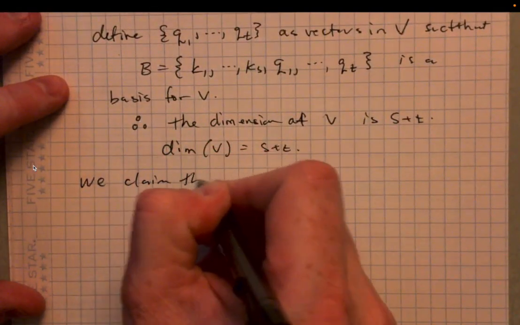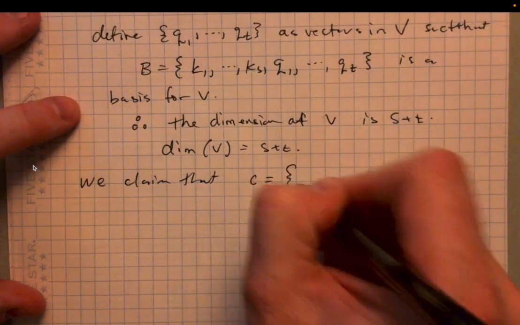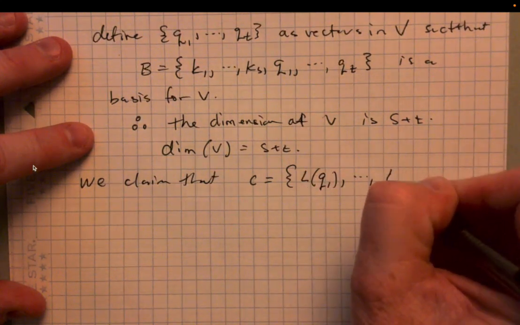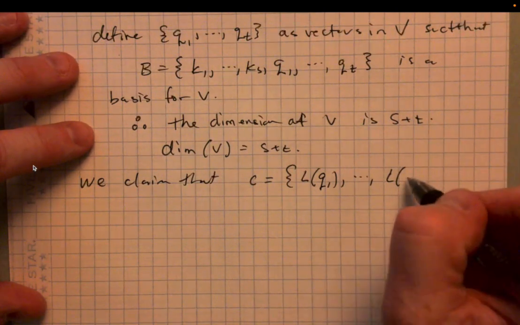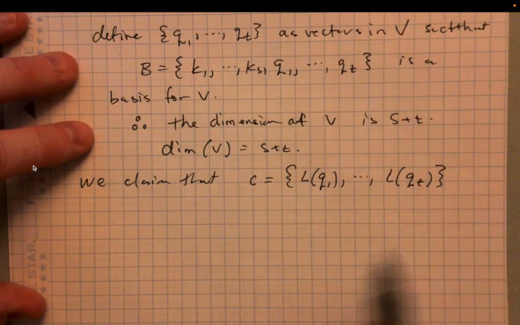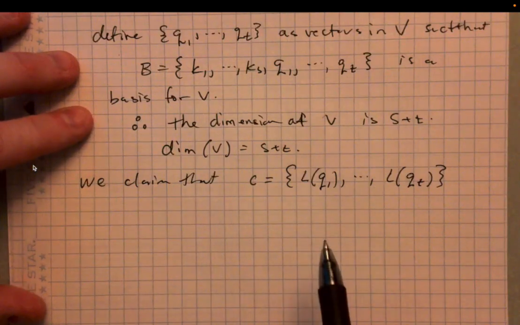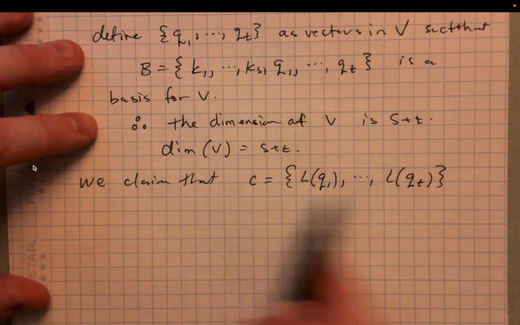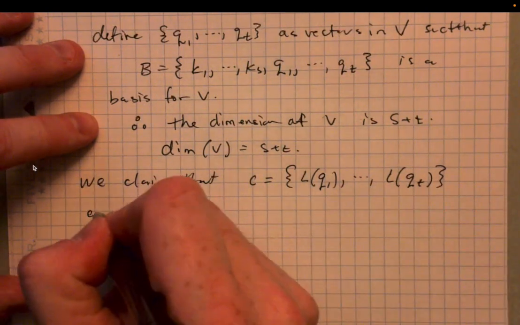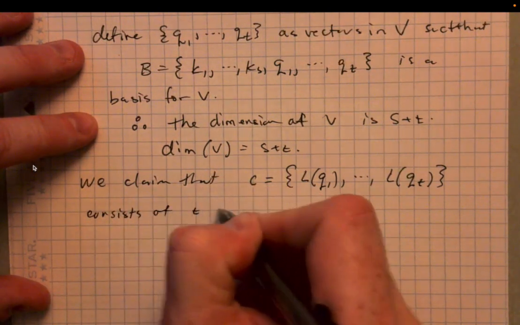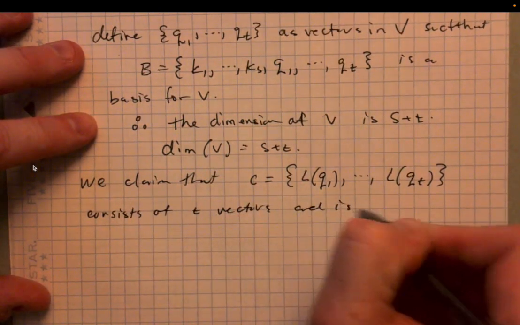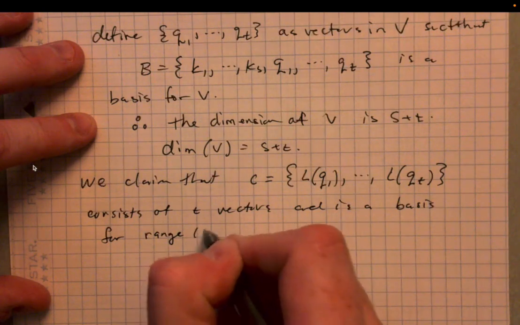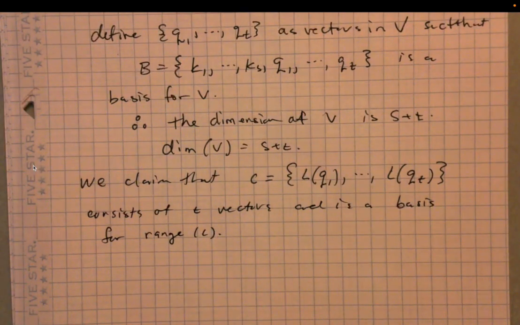that C, which is equal to the linear transformation on Q1 through the linear transformation on Qt. We're going to call this thing C, and we're going to claim that it consists of t vectors and is a basis for the range of L. Okay, so we claim that this set C consists of t vectors and is a basis for the range of L. How are we going to do this? Well, this is going to be interesting.